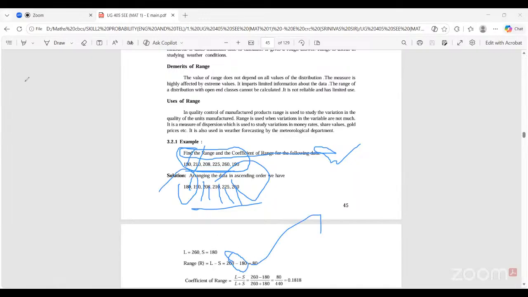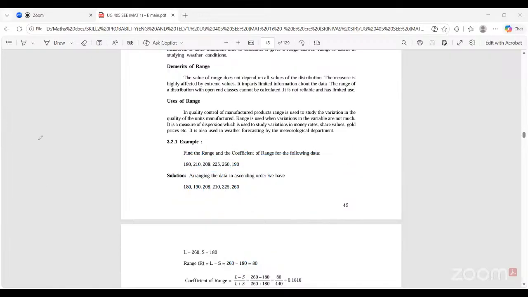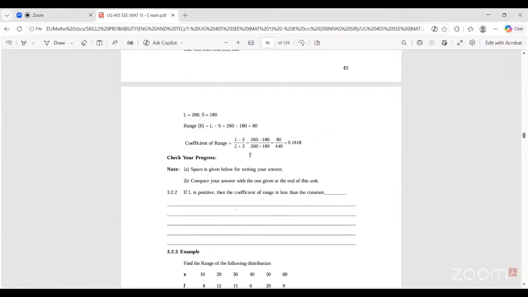And the coefficient we have to find. The coefficient is L minus S by L plus S. Here it is 260 minus 180 by 260 plus 180. This is 80 by 440. We can calculate 80 by 440 as 0.18, or 18 percent. We are taking that here.